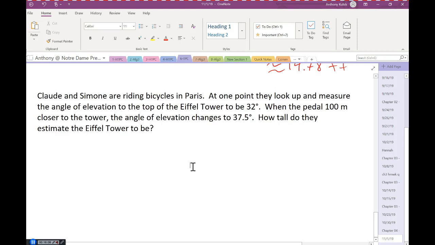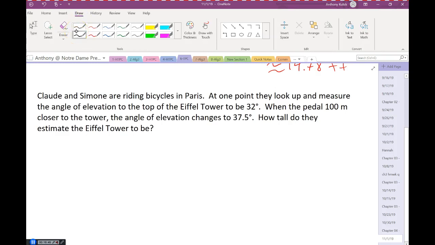Our next example, and this is probably as complicated as we'll get here, is something like this. So here we have Claude and Simone are riding bicycles in Paris. At one point, they look up and measure the angle of elevation to the top of the Eiffel Tower to be 32 degrees. When they pedal 100 meters closer to the tower, the angle of elevation changes to 37.5 degrees. How tall do they estimate the Eiffel Tower to be?